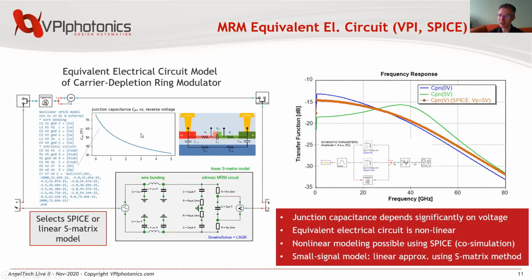However, in real life, this junction capacitance has a strong dependence on reverse voltage. So using a SPICE model, you can account for this nonlinearity by approximating this curve by a piecewise linear function. And then if you use the SPICE implementation of this equivalent circuit, then you would see actually its transfer characteristics here for these given input scenarios. So as the junction capacitance is strongly dependent on the voltage and the equivalent electrical circuit is nonlinear, this requires you to use SPICE. However, for small signal modeling, a linear approximation using S-matrix domain is also possible.